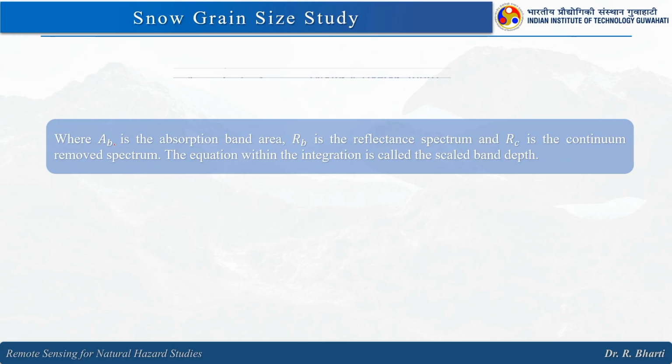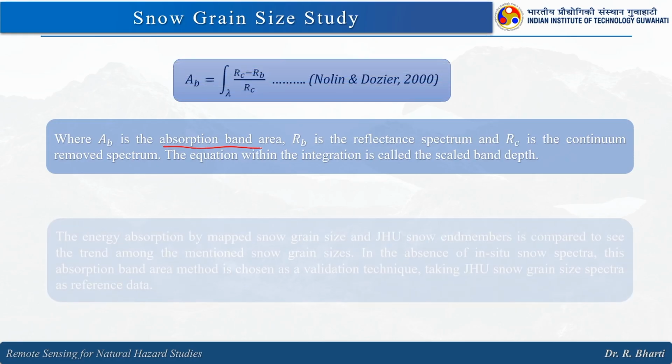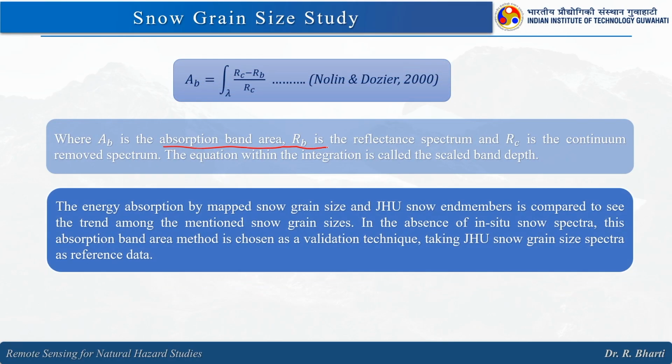So, where AB is the absorption band area, RB is the reflectance spectrum and RC is the continuum removed spectrum. So, that has been used in this equation. The equation within the integration is called the scaled band depth. The energy absorbed by the mapped snow grain size and GHU snow end member is compared to see the trend among the mentioned snow grain sizes.